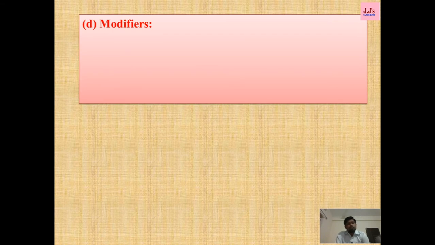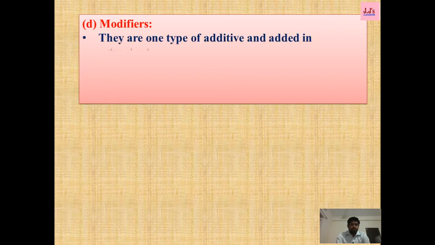The next point is called modifiers. They are also one type of additive and they are added in the extractant. Here the word is important: they are added in the extractant. Modifiers are added in both. Simply, we can say that extractant means the solvent which extracts the solute from another phase. That means it is either aqueous phase or organic phase.